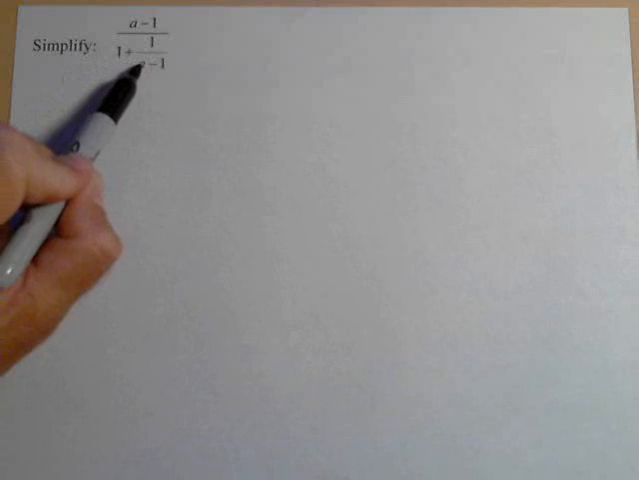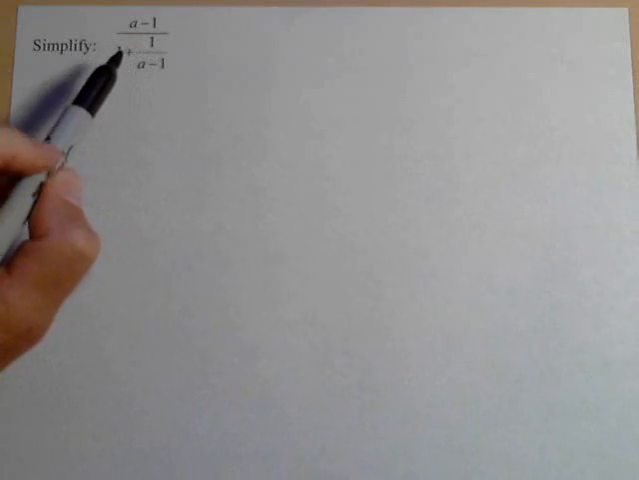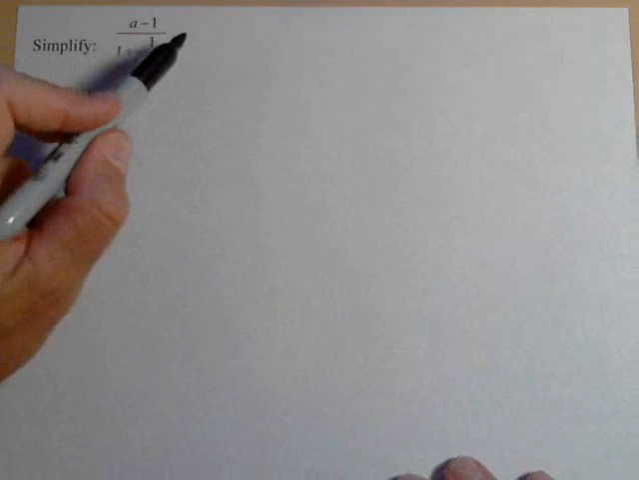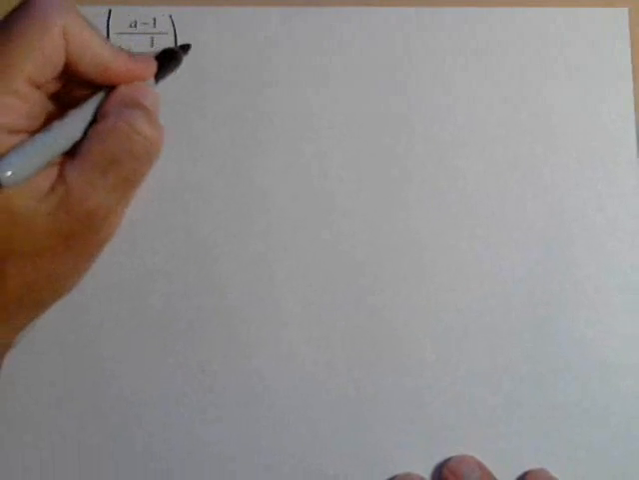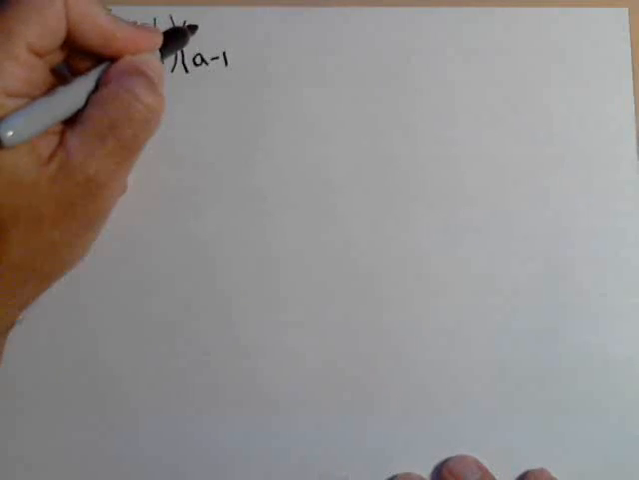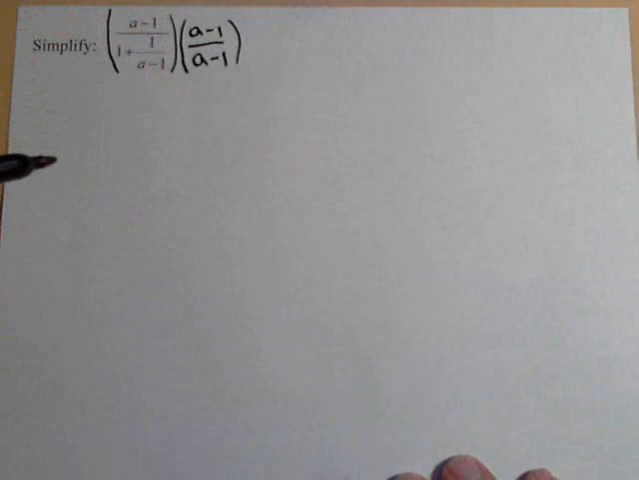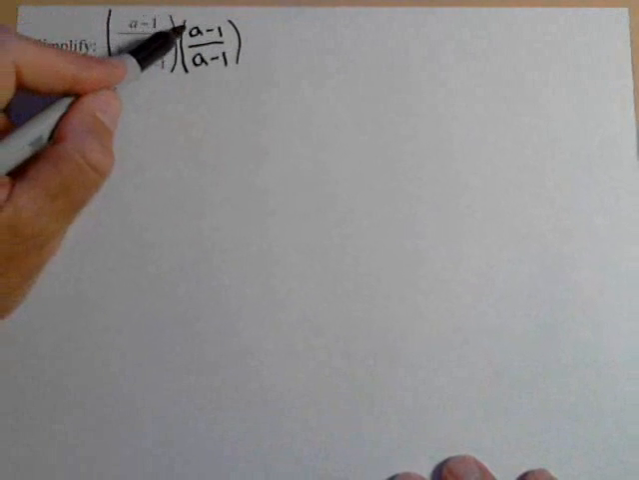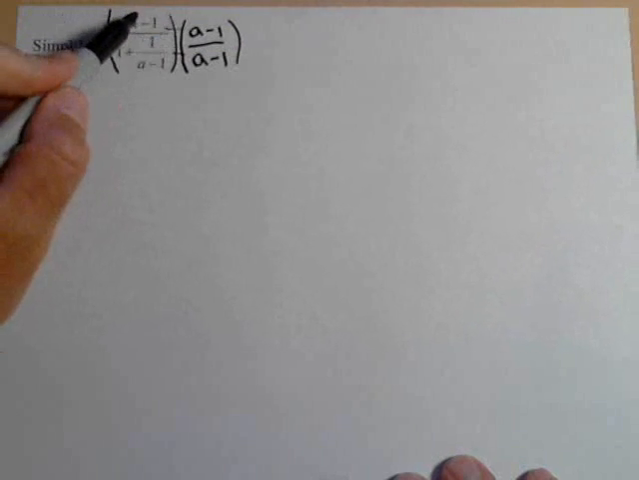So whatever fractions you have within your fraction, you want to multiply the top and the bottom by the least common denominator, which in this case is a minus 1. So we're going to multiply by a minus 1 over a minus 1. Now this is going to get multiplied across the top and across the bottom.